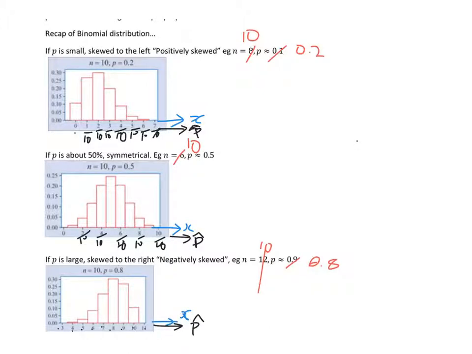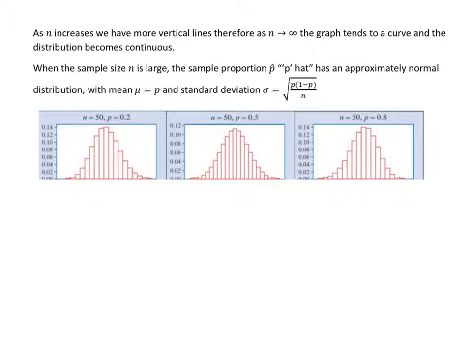Right, so we make use of this: as n approaches a large enough number, the graphs become a lot more bell-shaped and much more resemblant of the normal distribution. So then we can use the mean as p, the proportion parameter, and the standard deviation as p times 1 minus p over n. Of course, remember to take the square root.